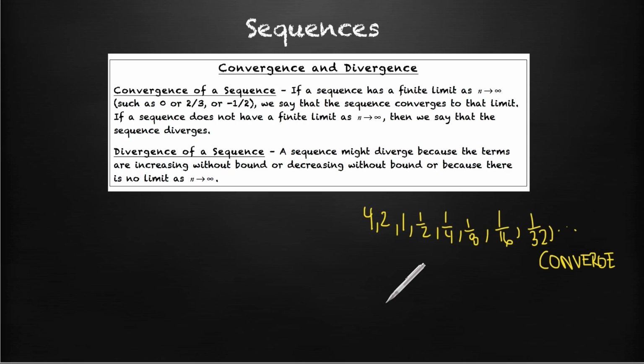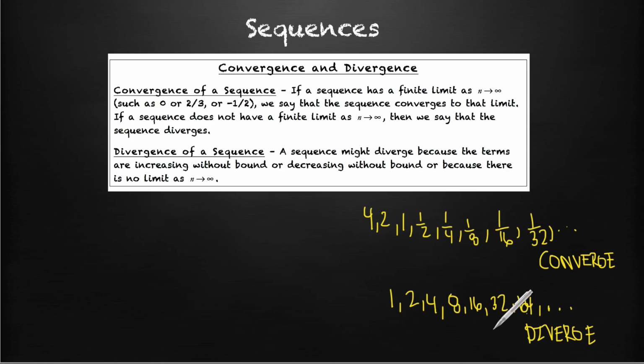Now, if I flip those numbers around and I start going the other way, 1, 2, 4, 8, 16, 32, 64, dot, dot, dot, well, the numbers are getting bigger and bigger, and the further I go on this list, the numbers are not approaching a finite value, so that would be an example of a sequence that would diverge.